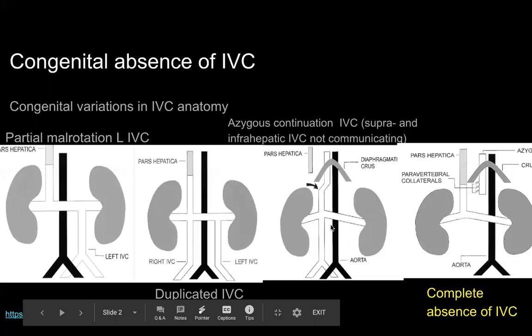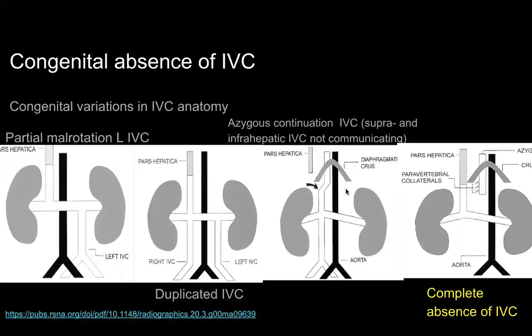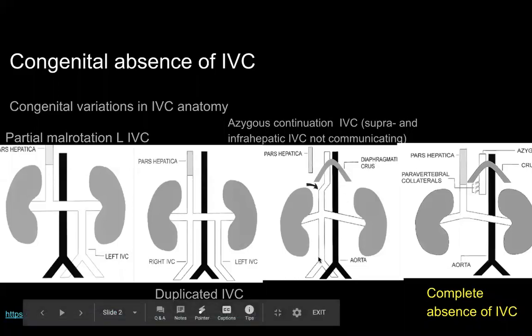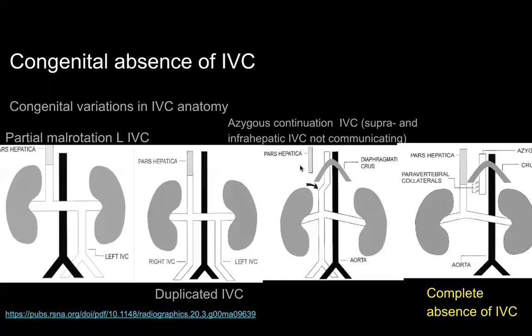The other variation is what they call azygous continuation of the IVC. So you have the IVC and there's no communication between the suprahepatic IVC that drains into the heart versus the infrahepatic, because it's draining into the azygous, which then empties into the SVC. And then there's the complete absence of IVC, which is what I think this is.